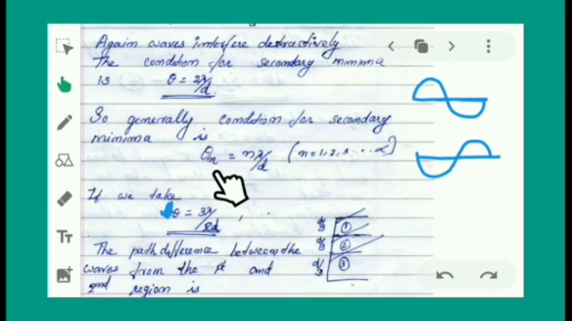So generally we can say that the condition for the nth diffraction minimum is theta n is equal to n lambda by d, where n is equal to 1, 2, 3 to infinity. Now if we take theta equal to 3 lambda by 2d, then we divide the slit into 3 equal parts. We will see what is the path difference between the waves from the first part and the second part, and what is the path difference between the waves from the first and third parts.